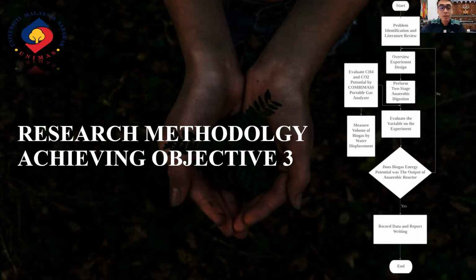And lastly, the research methodology in achieving objective 3, which is to evaluate the biogas potential in the anaerobic digester. In order to evaluate, we are testing the independent and dependent variables, and then the biogas produced in the anaerobic reactor will be collected by using the water displacement method. From the water displacement method, we also will perform evaluation on CH4 and CO2 by using a portable gas analyzer, and then we evaluate the variables in the experiment. Is the biogas energy potential the output of the anaerobic reactor? If no, we will start again with the overview of experiment design. If yes, we continue with data and report writing.